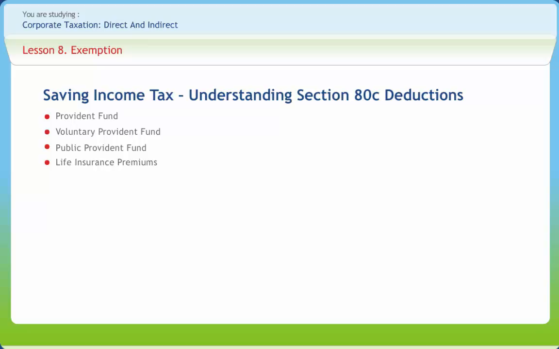If you are paying premium for more than one insurance policy, all the premiums can be included. It is not necessary to have the insurance policy from Life Insurance Corporation, LIC. Even insurance bought from private players can be considered here.